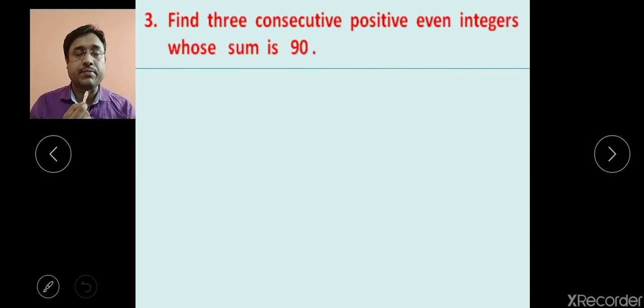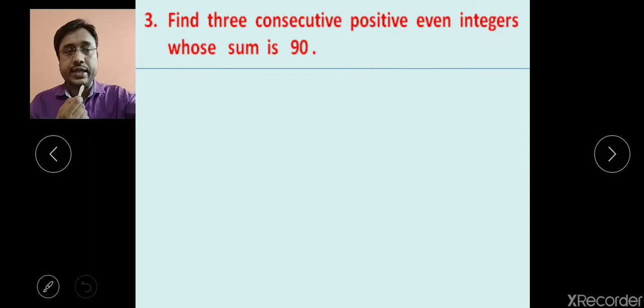That means the next number will come after adding 2. Just like after 4, the 6 is coming, that is 6 is 4 plus 2. And after 6, the next even number is 8, and 8 you will get by 6 plus 2 only. So after adding 2, we are getting the next even number. For getting the next even number, you are adding 2.